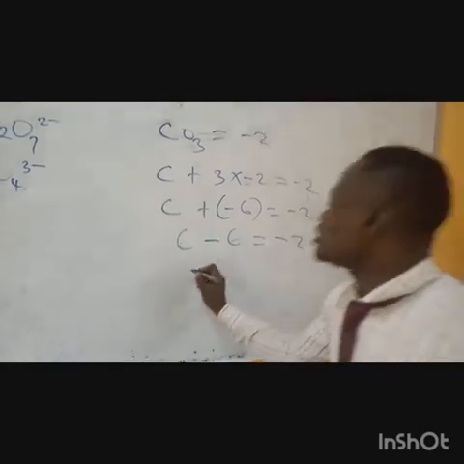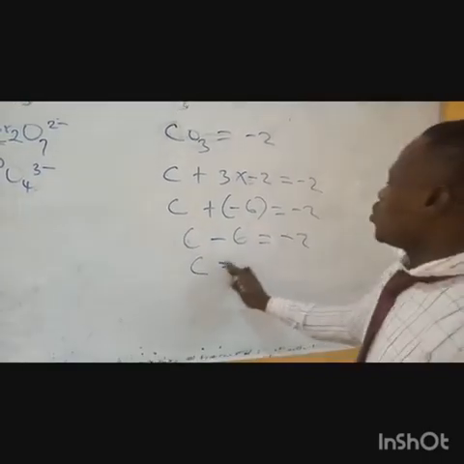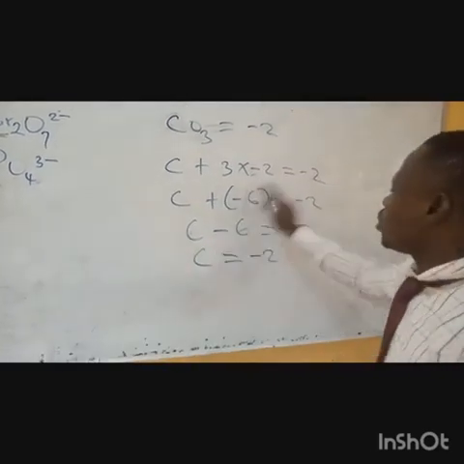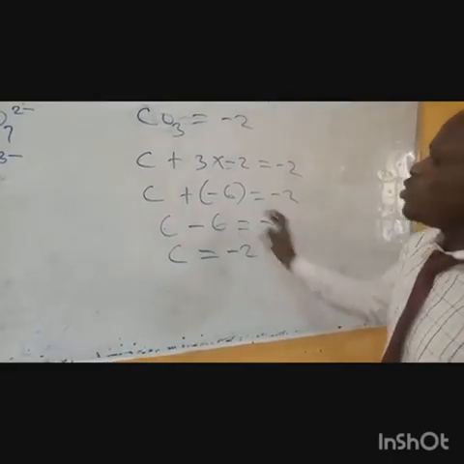The next thing is C. You take this one to the other side, so C is equal to -2. Take this -6 to this side. When a negative sign crosses the sign of equality, it becomes what? Minus.